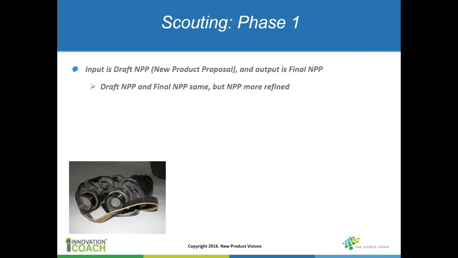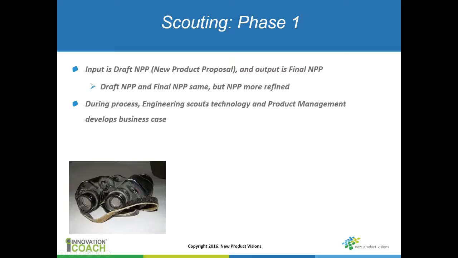Phase one, or a scouting phase, starts with what I would consider a draft new product proposal. And this might be a single-page document that would have flowed out of the portfolio management process. And the output is a final new product proposal. And these documents are the same, except that the final one is more refined.